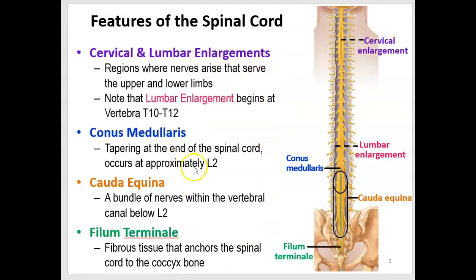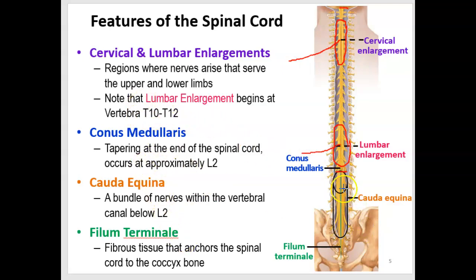Another feature of the spinal cord, besides its length and the regions, is that there are enlargements in certain locations. There's an enlargement at the cervical region and an enlargement at the lumbar region because there's more tissue here to accommodate more nerves that are going to be sent to the limbs, the arms and the legs.